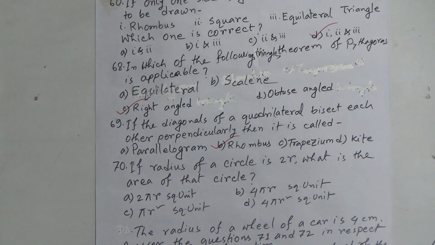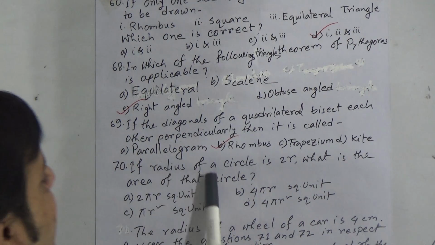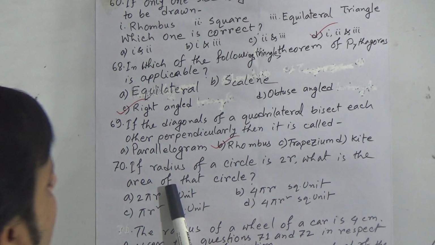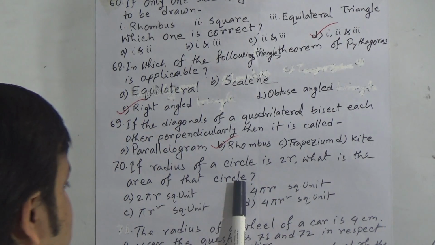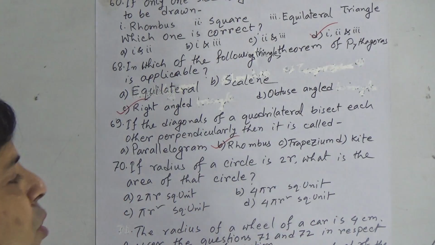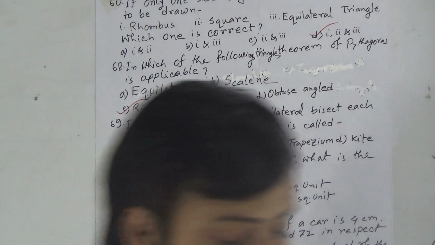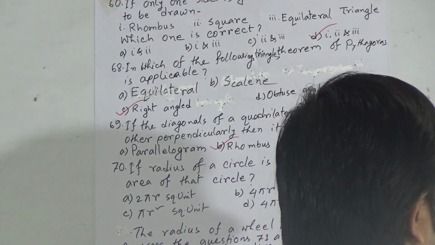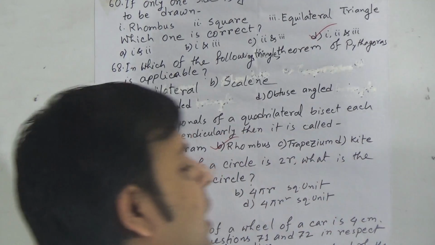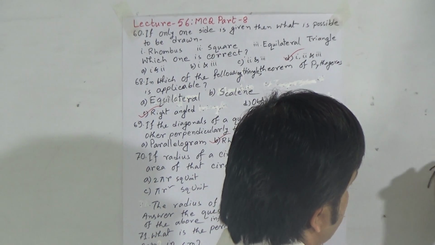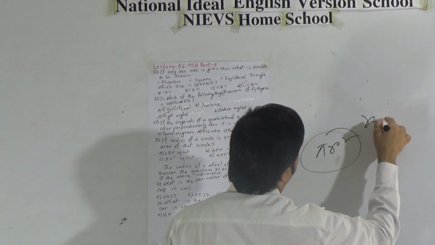Okay, now see question 70. If the radius of a circle is 2r, what is the area of that circle? Dear students, you know the radius is given here, 2r. Dear students, you know that the formula of determining the area of a circle is pi r square, where r is the radius.